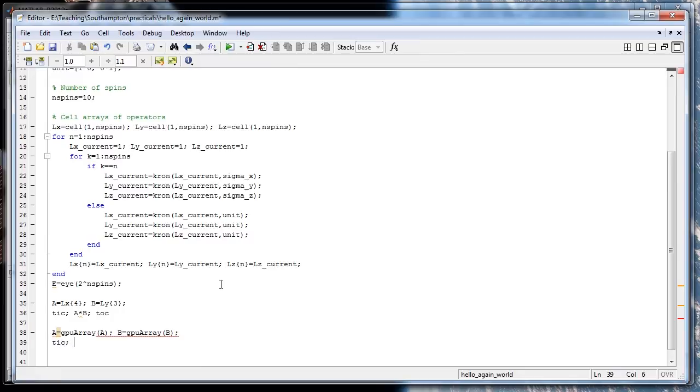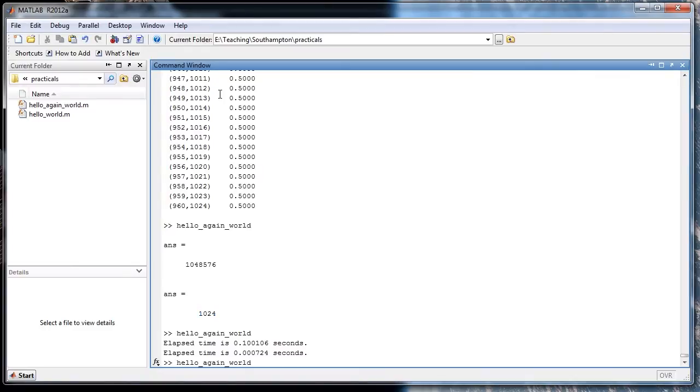Tick A times B tock. And now this isn't just a multiplication, this is the instruction to the graphics card to multiply those matrices. The result will be stored in the graphics card. It requires a separate command to actually retrieve it. And let's see how long that one takes now.